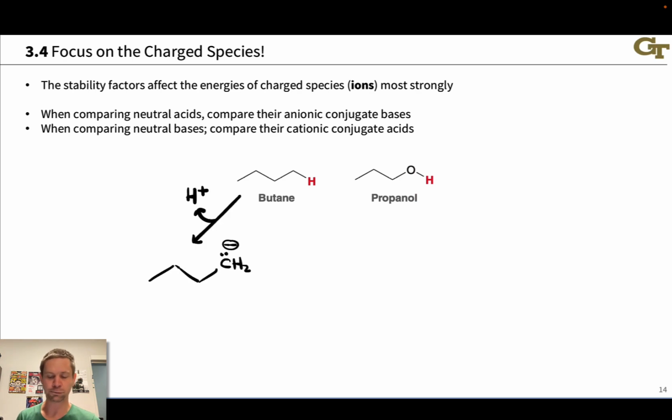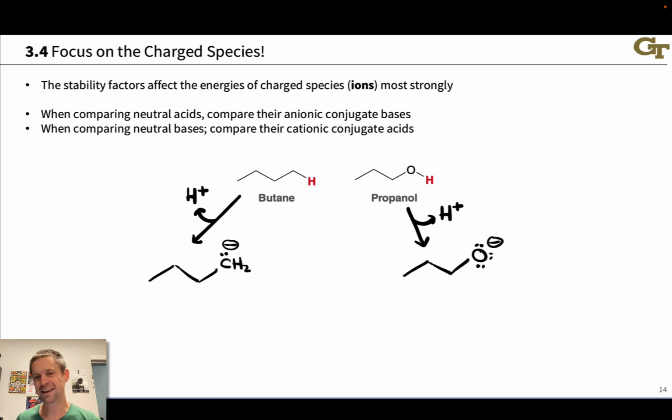So if we remove that red proton from butane, we end up with a species with negative charge on carbon that looks like this. If we remove that red proton from propanol, we end up with a structure that looks like this with negative charge on oxygen. Now, where is the negative charge more stable? Well, you may have a sense of this from introductory chemistry already. Pause the video and make a prediction here before we move ahead.